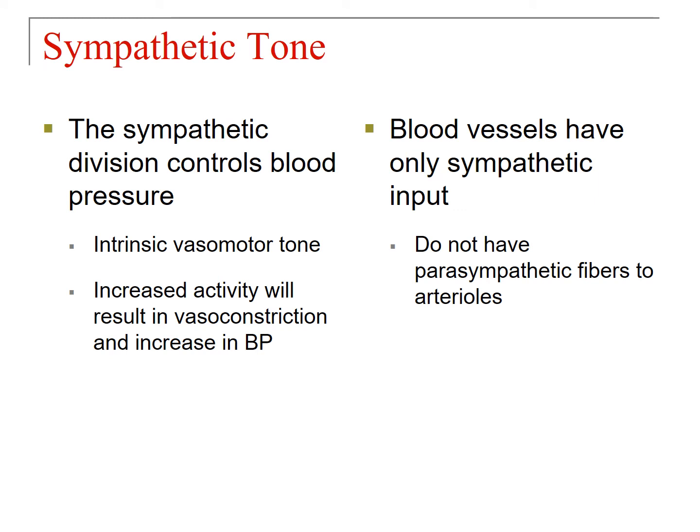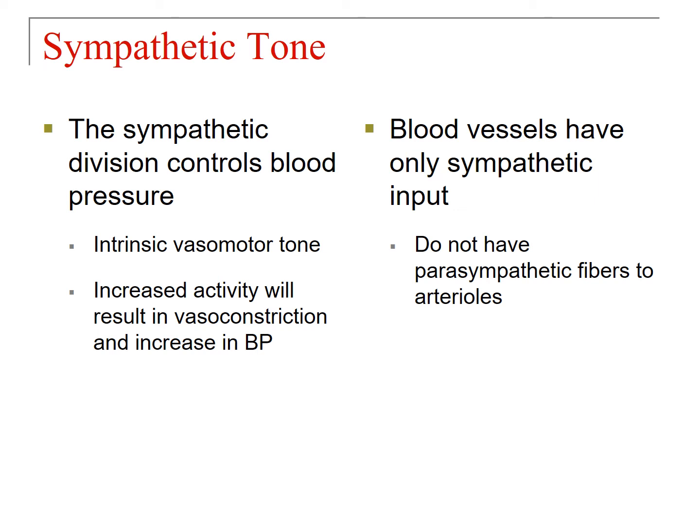So the sympathetic division will control blood pressure by causing something that is called intrinsic vasomotor tone, and that's sort of the minimum level of constriction in blood vessels. If you have a higher intrinsic vasomotor tone, this results in blood vessels kind of closing down, and that's kind of like putting your thumb over the end of a garden hose. It'll increase the velocity and the pressure of blood in the bloodstream.